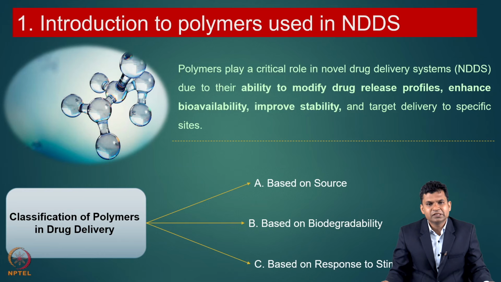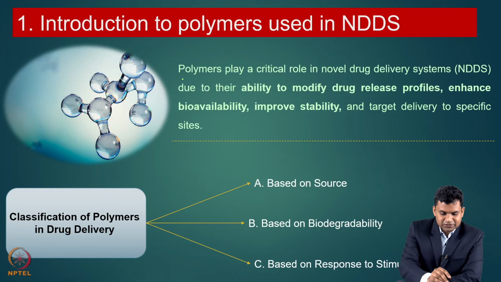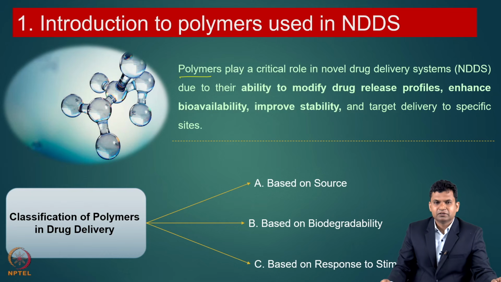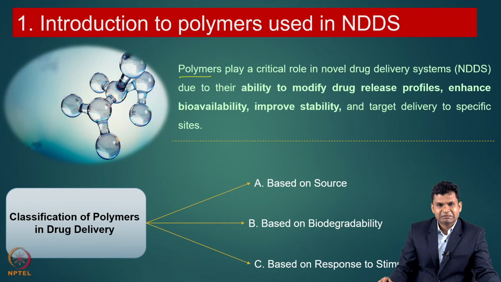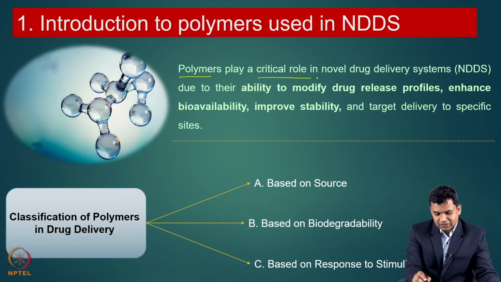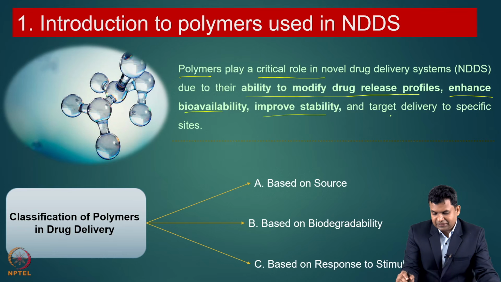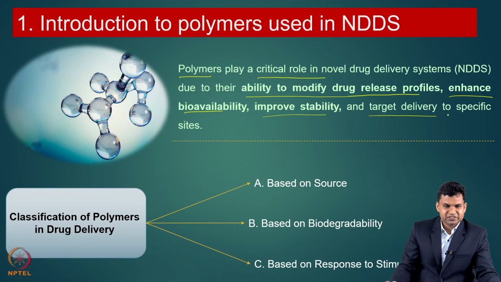So, in the introduction we are going to see what the polymers are which will help us, and in the classification, for the development of the drug delivery system. So, in the introduction to polymers used in drug delivery systems, the polymers play a critical role due to their ability to modify drug release profile, enhance bioavailability, improve stability, and target delivery to specific sites.